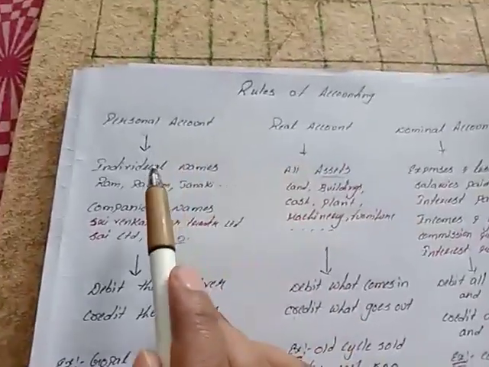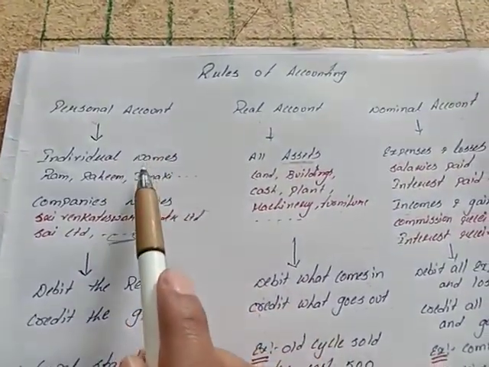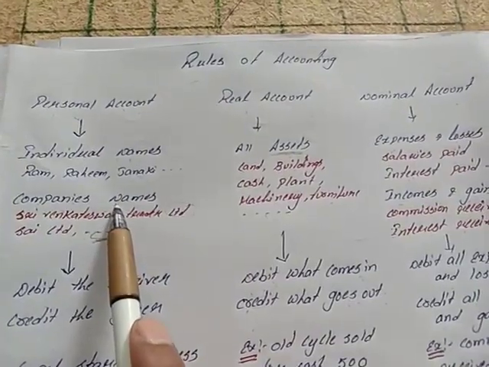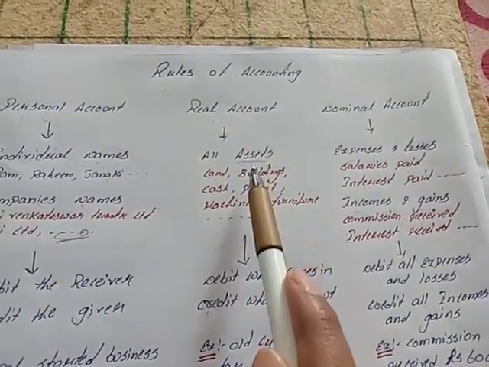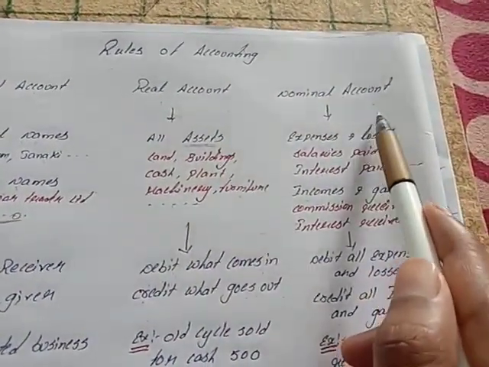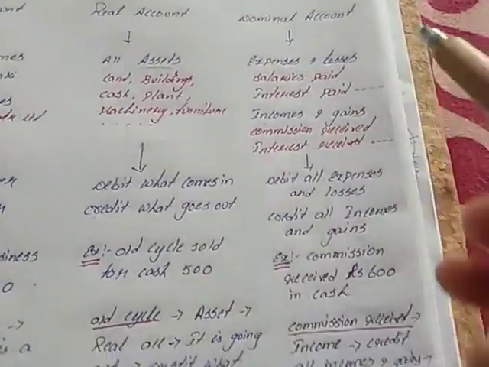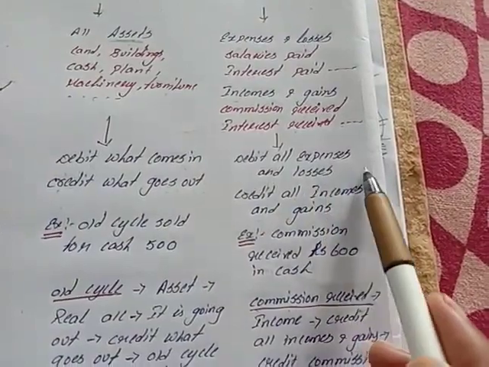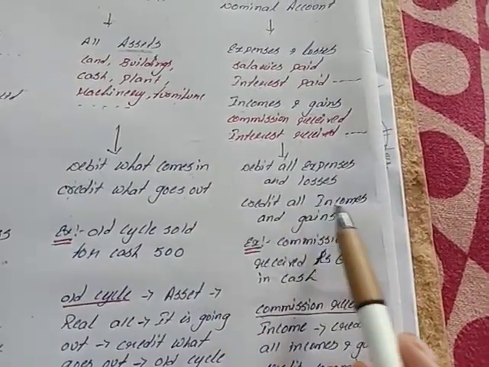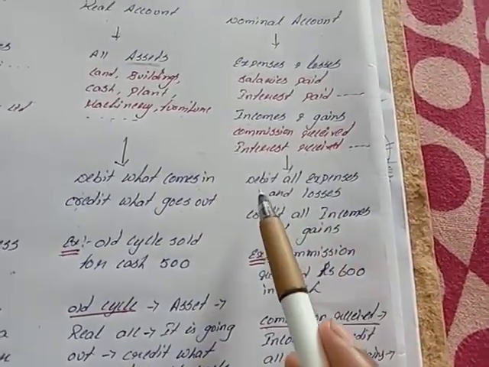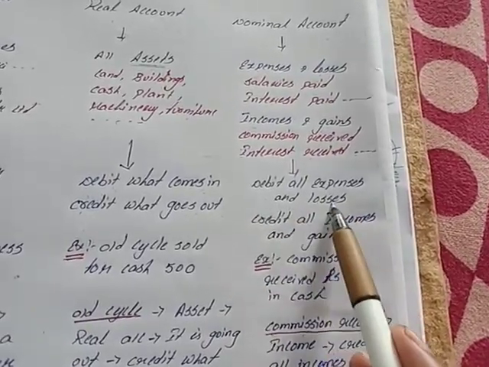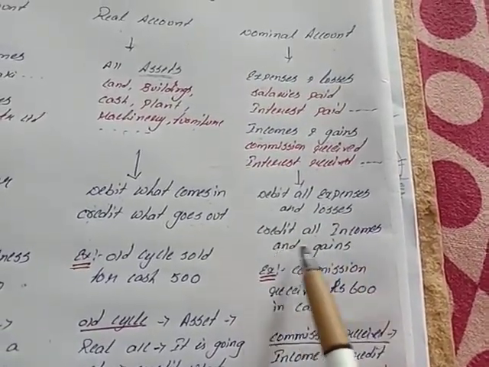So what comes in personal account? Personal account comes individual names or company names. Real account deals with all assets. And nominal account deals with expenses and losses, income and gain. And the rule of nominal account is debit all expenses and losses, credit all incomes and gains. The rule is debit all expenses and losses, credit all incomes and gains.